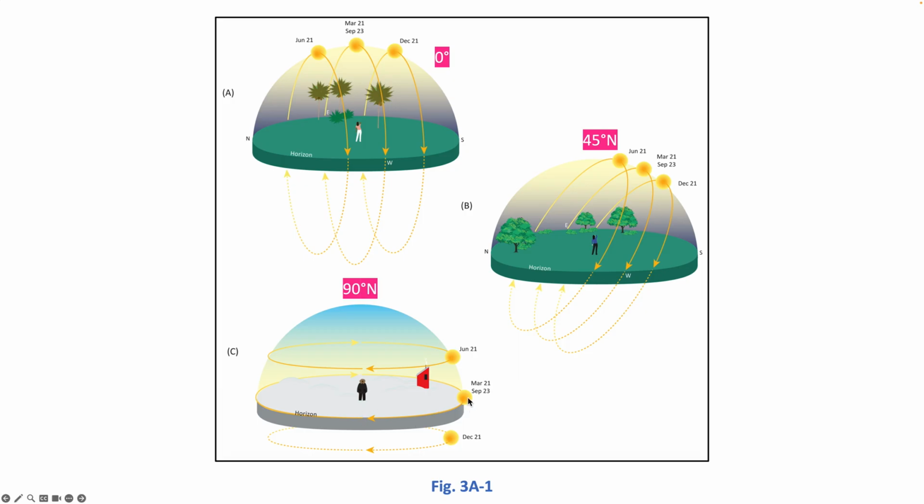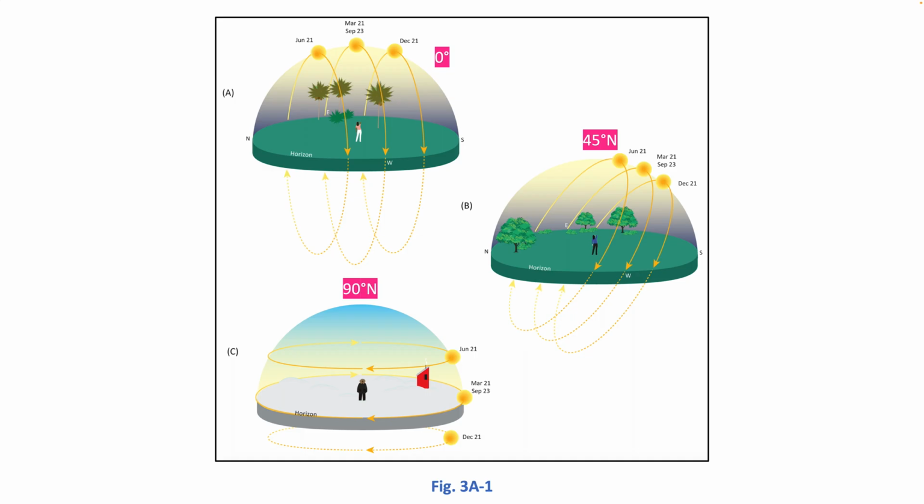So the sun sets on September 23rd, and basically it stays below the horizon through the winter solstice, and then right through the spring equinox again before it rises. And so the North Pole experiences 6 hours of continuous daylight and 6 hours of continuous darkness.